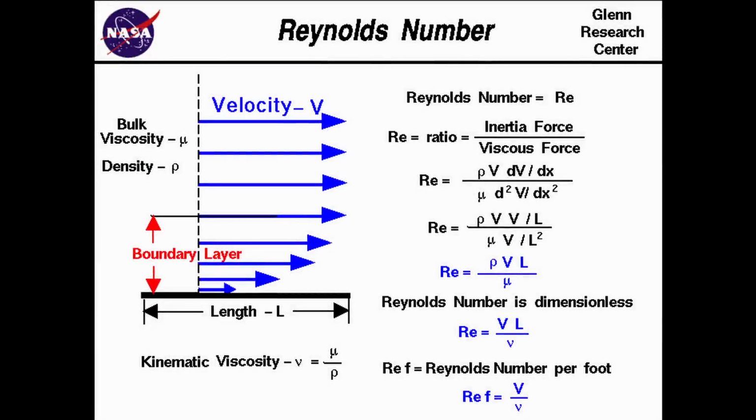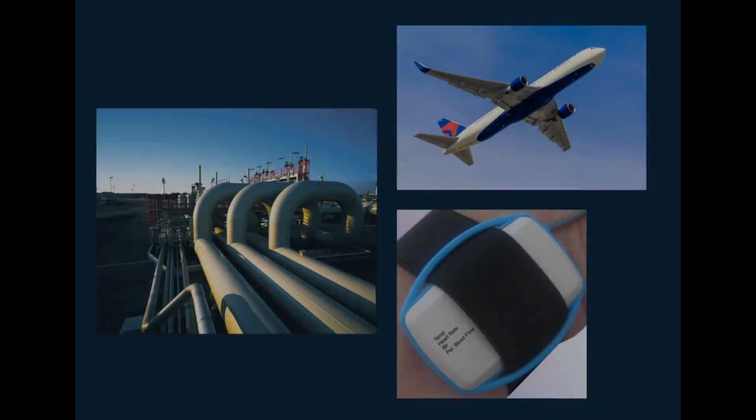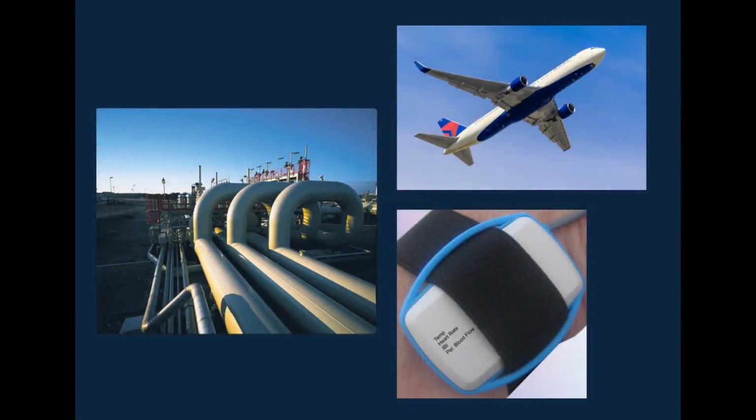Alternatively, it can also be seen as the ratio of inertial forces to viscous forces in a fluid. When the Reynolds number is low, viscous forces dominate and the flow tends to be smooth. When it's high, inertia dominates, which leads to chaotic and turbulent flow. In practical terms, the Reynolds number is incredibly useful for engineers because we are able to use it to design everything from pipelines to airplane wings to medical devices like blood flow sensors.